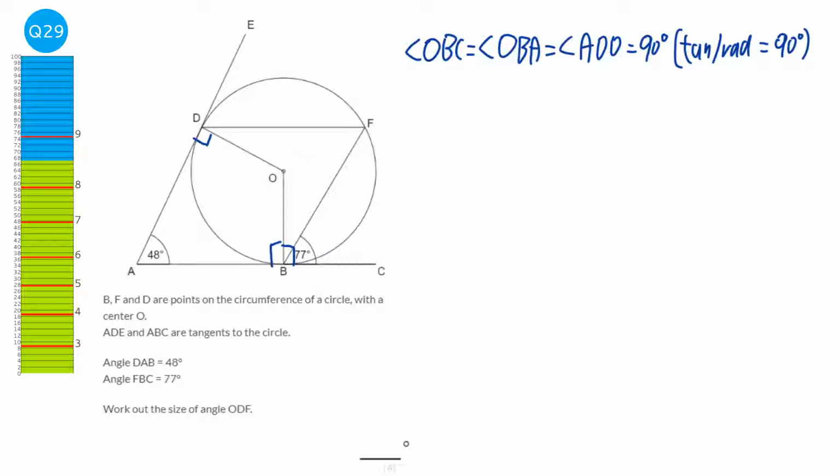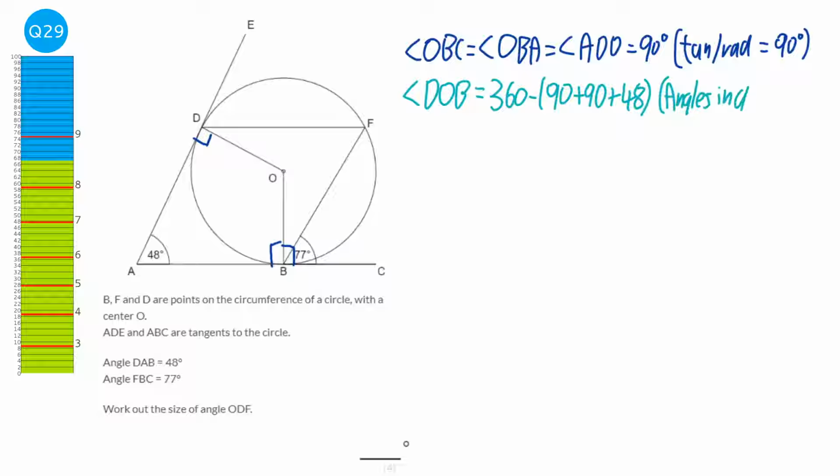Okay, so the first thing I'm realizing is that there's a nice little quadrilateral here. And whenever we've got a quadrilateral and we've got 3 of the sides, we can work out the last one. So angle DOB is going to be 360, take away the angles that we know, so 90 plus 90 plus 48. And the reason for that is angles in a quadrilateral add up to 360 degrees. And so when you do 360, take away that, you get 132 degrees. So this is 132.